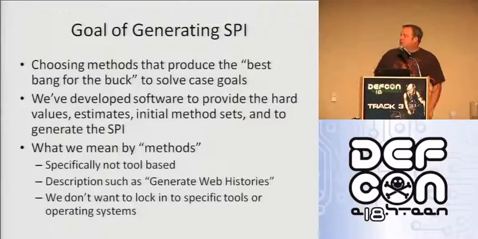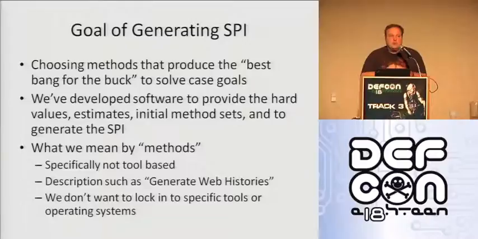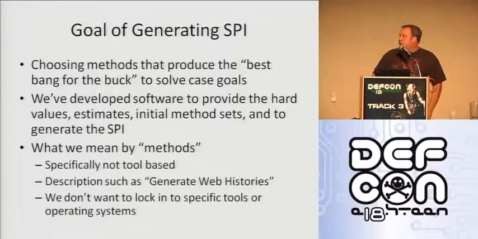And I think I already went a little bit into what we mean by methods. We specifically didn't want to be tool-based, right? We wanted to use generic things, like generate web history or generate system usage. We just didn't want to get into specific OSs. That's something you can weight in an SPI, but that's also where the expert comes in, right? An expert's going to say, this is the right tool for this job. And it may fit into a category of web history generators. But if you're looking at 60 gigs of web histories, you're not going to use something small, right? So a part of it is that.